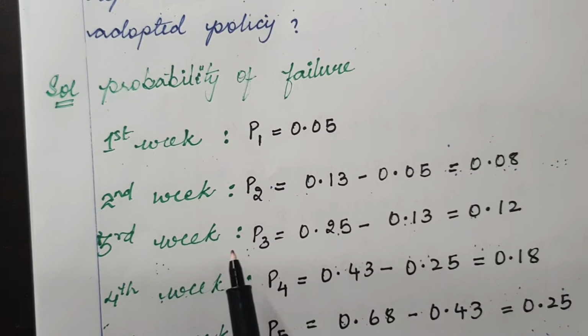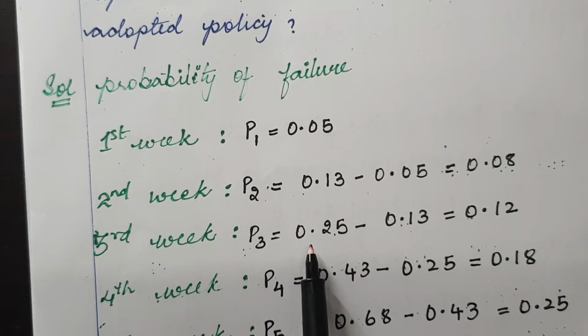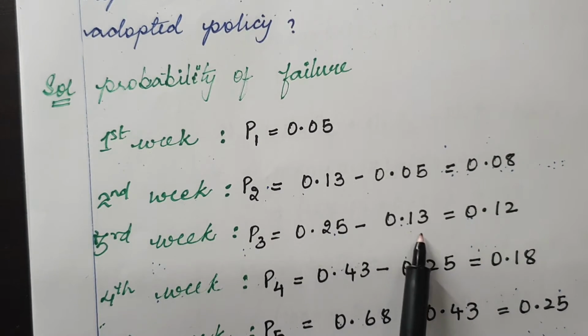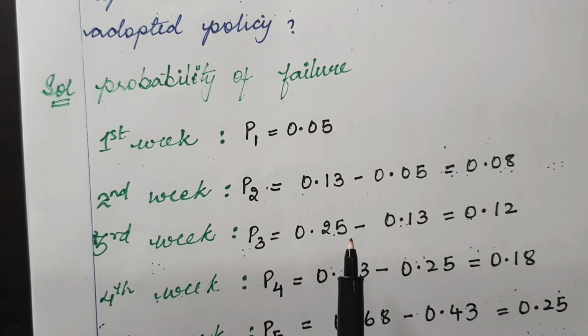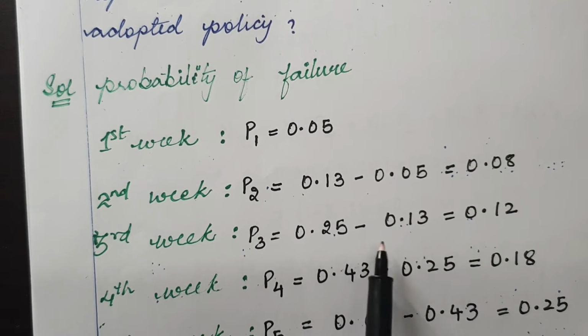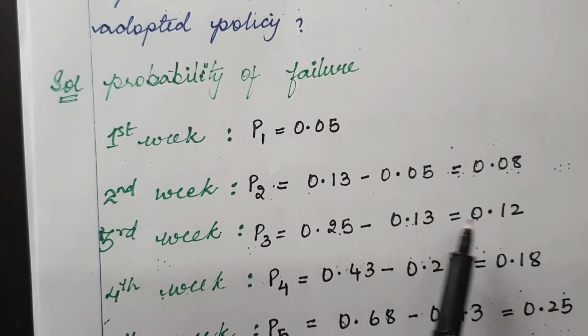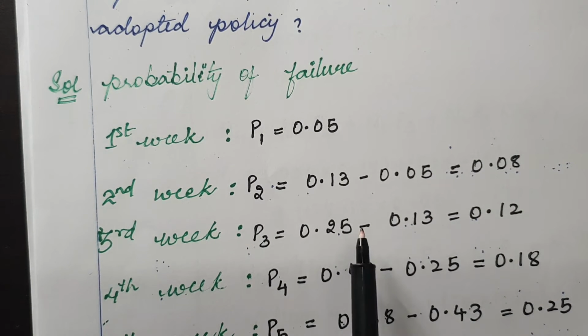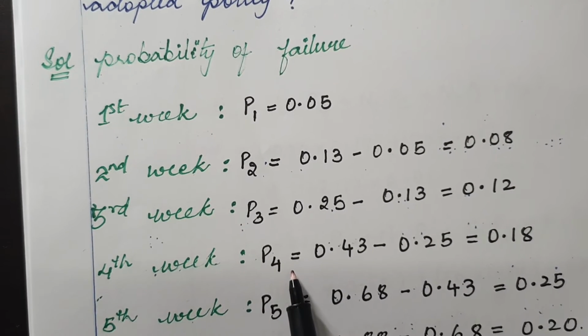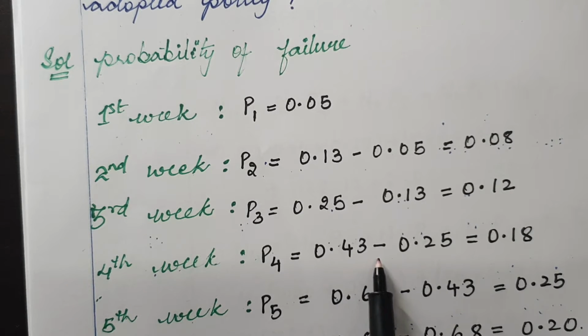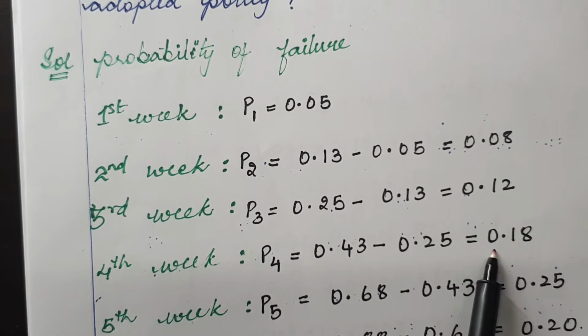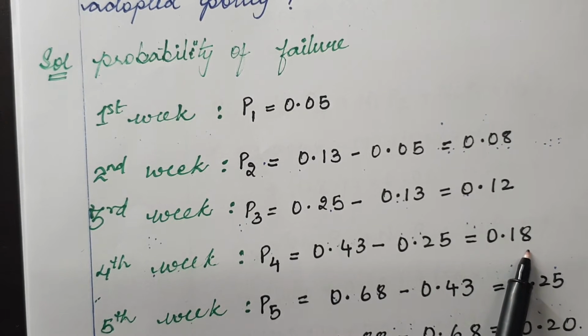Repeat the same thing for the third week. To find the third week probability, 0.25 minus 0.13, where 0.13 is the second week probability, gives 0.12. Likewise, for the fourth week, subtract the last week: 0.43 minus 0.25, which is 0.18. The probability is 0.18.